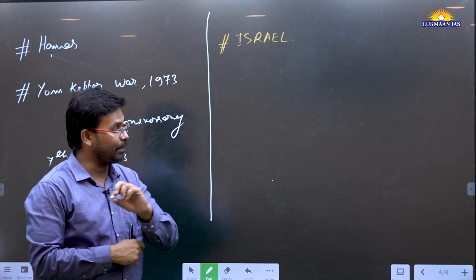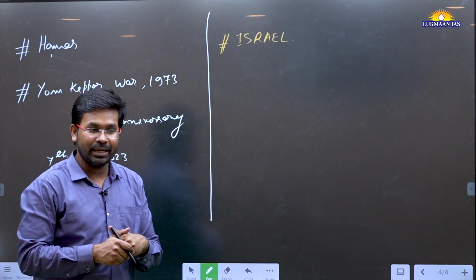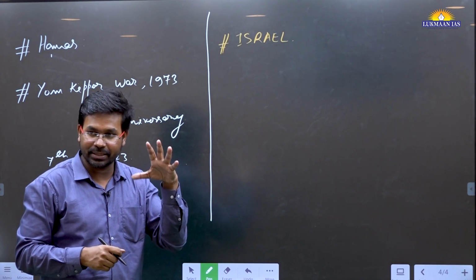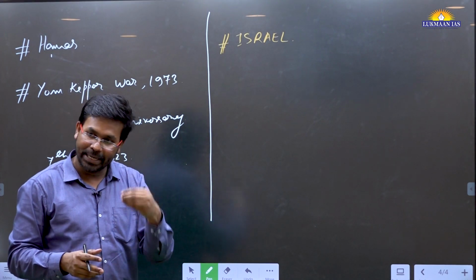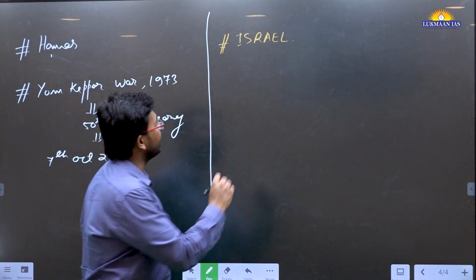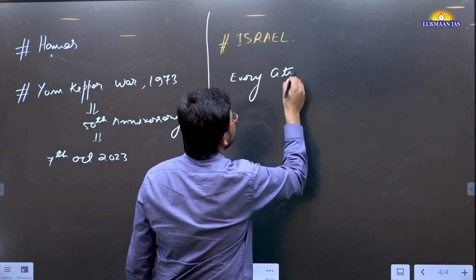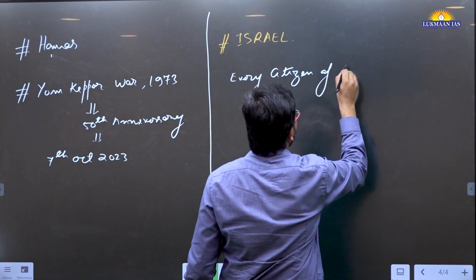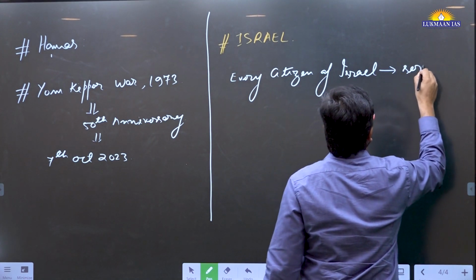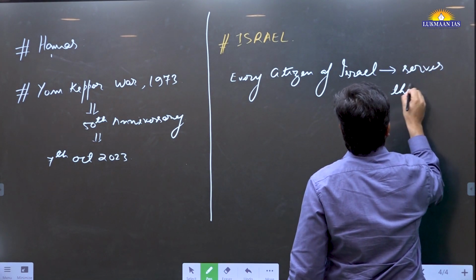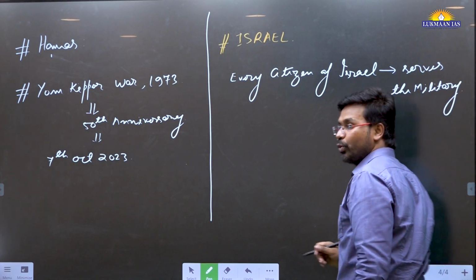So it has been established, but since then Israel knows that it has done some sin, it has done something wrong. So they are fearful also. They have made themselves militarily strong. They have made one thing: every citizen of Israel serves the military for a period of 2 years.